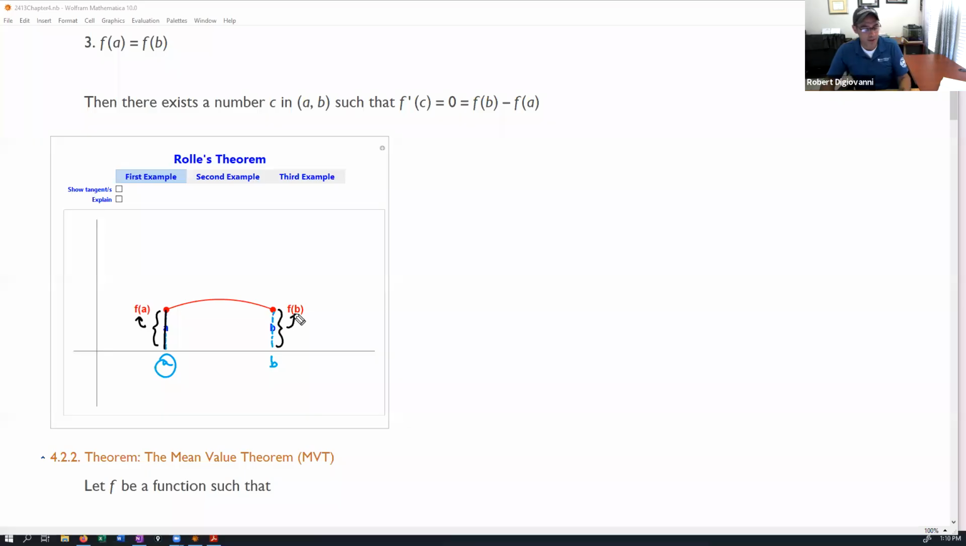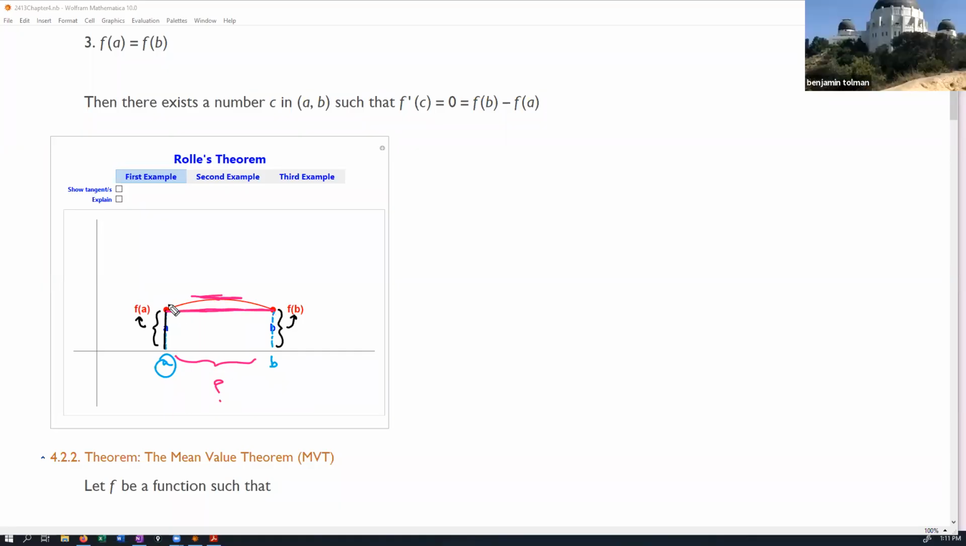if you draw any curve between those 2 points, do you all agree that there is some point somewhere between here and here that when I look at the slope of the tangent line at that point, it will be parallel to the line connecting those 2 points? Does that make sense to you? Yeah.